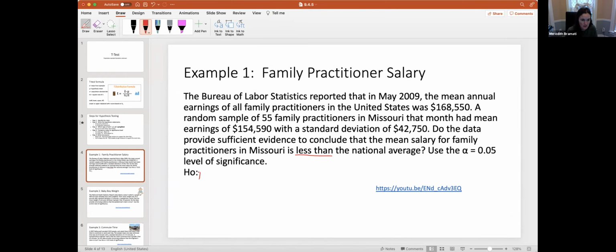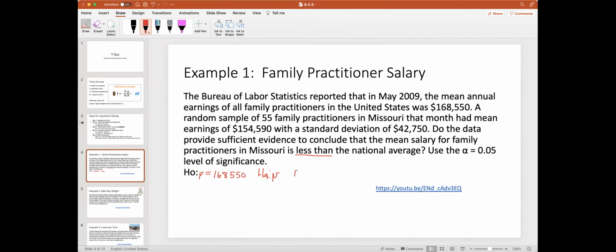In this, we are talking about mean. So our HO and HA are both going to have our mu, our population mean. We are equal for the HO. What is it equal to? The HO will be 168,550. That is exactly correct. And I see it came in the chat. Thank you.